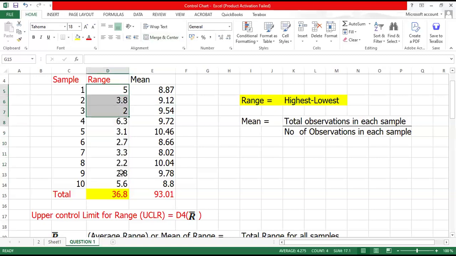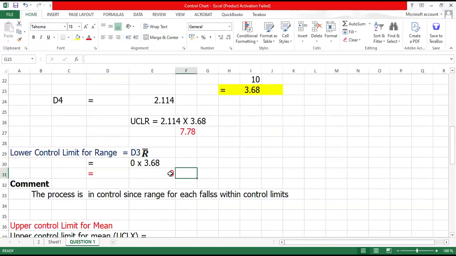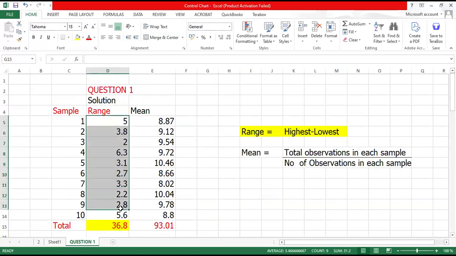We don't have a figure that is above 7.78. Then also ask yourself, do you have a figure that is below the lower control limit? Lower control limit is 0. So do you have a figure that is below 0? We don't have a figure that is below 0. So this implies that our process is in control.